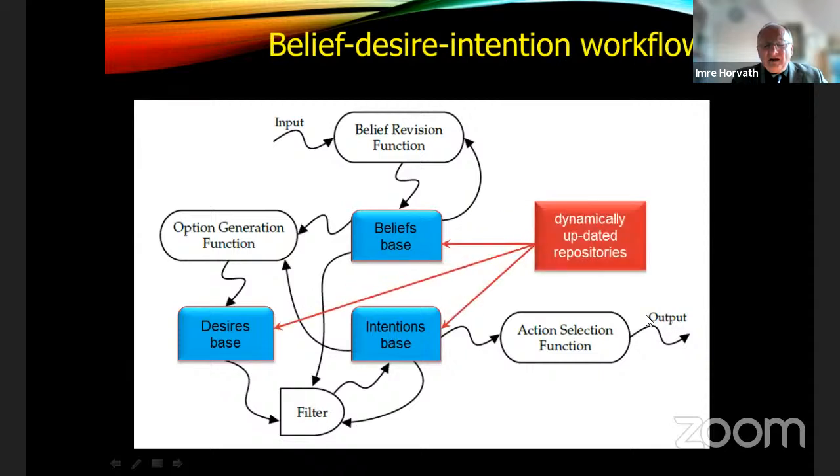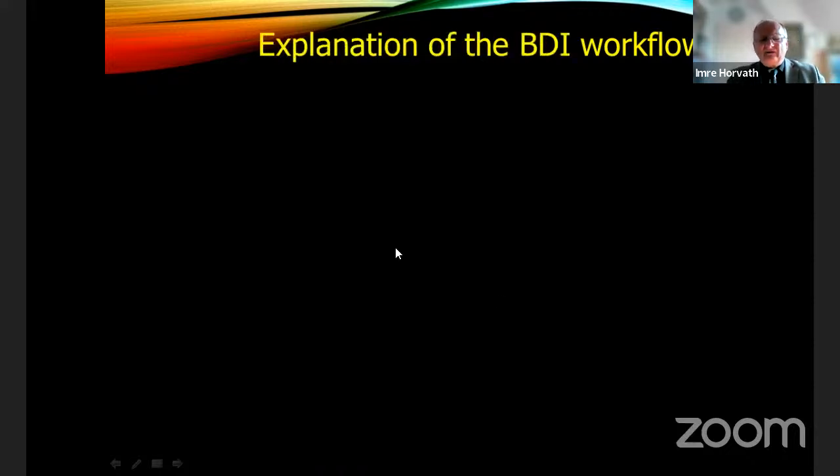And then we have option generation functionality, we have filtering functionality, and we have an action selection functionality, which then produces the output. So as you can see here, the belief base, the desire base, and the intention base are actually dynamically updated repositories which are needed for the operation of the agent.